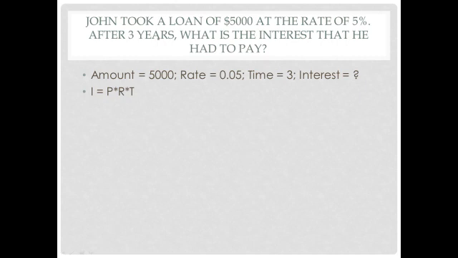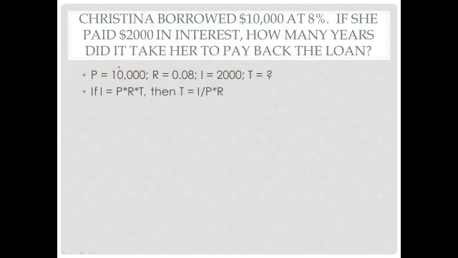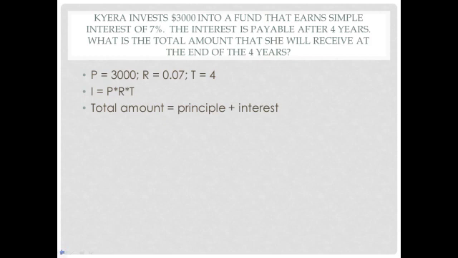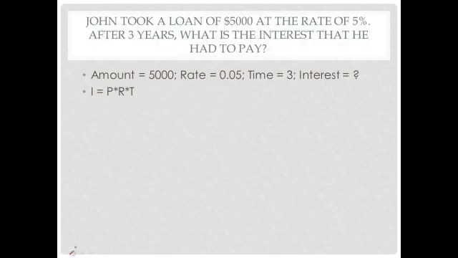So starting with this one, John took a loan of $5,000 at the rate of 5%. After 3 years, what is the interest that he had to pay? Alright, so he had an initial amount of $5,000. That would be the principal. Then he had an interest rate of 0.05 and a time of 3 years. So what is the interest?